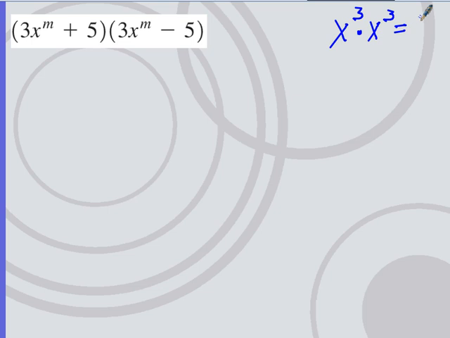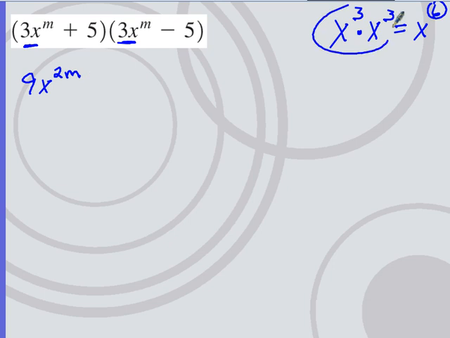Ask yourself, how would I multiply x to the third times x to the third? We multiply those by adding. So how are we going to multiply x to the m times x to the m? We're going to add m and m. Right? Awesome. So you got 3x to the m, 3x to the m, which is 9x to the, what's m plus m? 2m. 9x to the 2m power.